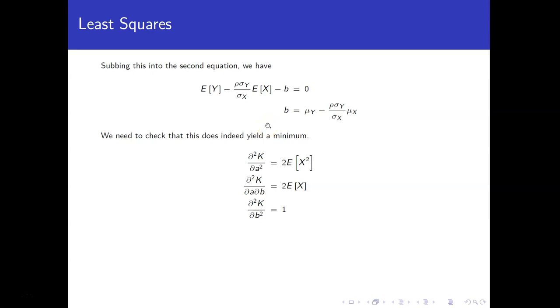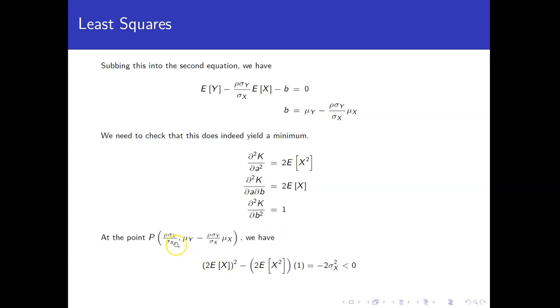of ab. So take the second partials, all 3 second partials that we can have. The second partial with respect to a, and then with respect to a again, we get 2 times expected value of x squared. The mixed second partial is 2 times expected value of x, and the second partial with respect to b and then with respect to b again gives you 1. You can go back and check those.